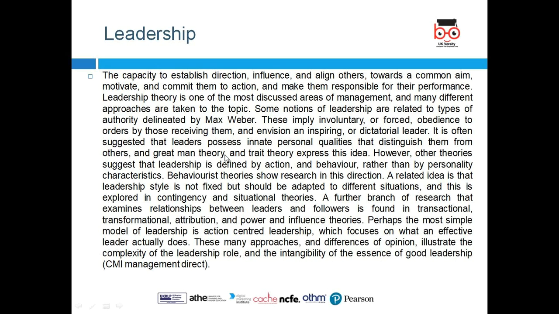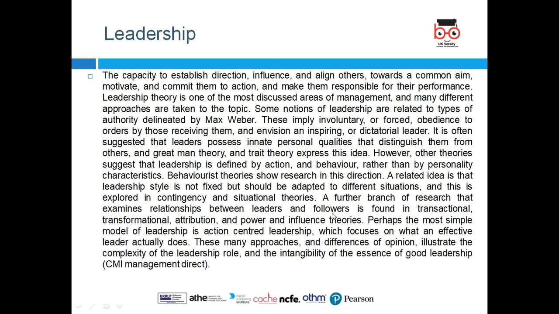So the great man theory is there. Trait theories: they express their traits, their qualities in the leader. Some say leaders are born leaders. Some say leaders are leaders according to the situation. Some say different people have different qualities. When we look at Obama and Donald Trump and various other leaders, they lead, they may influence, yes. So leadership is defined by action and behavior rather than personality. Some say a leader is defined by behavior.